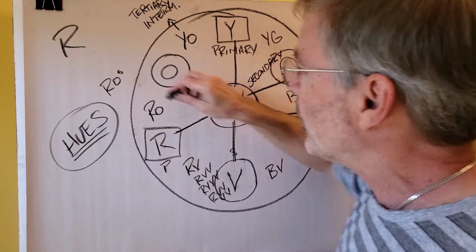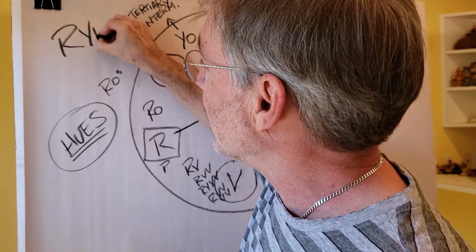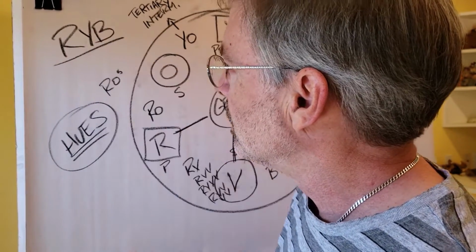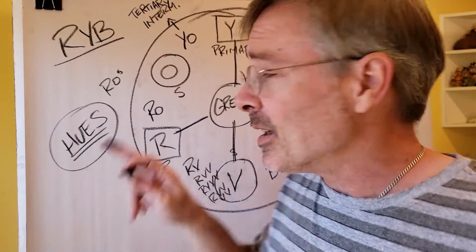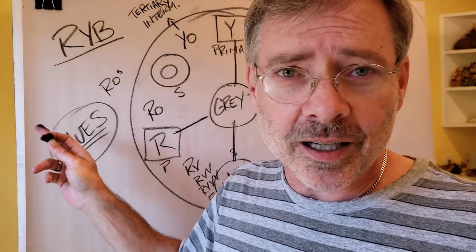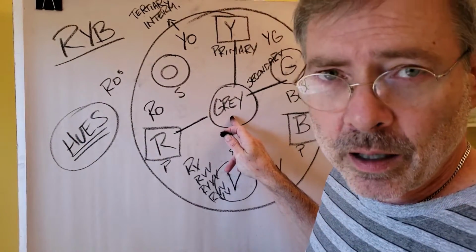Because green is yellow and blue, so it's red, yellow, and blue. Well, that's the same thing as mixing red, yellow, and blue together, which is the same thing as mixing the entire color wheel together, and so you get a gray.